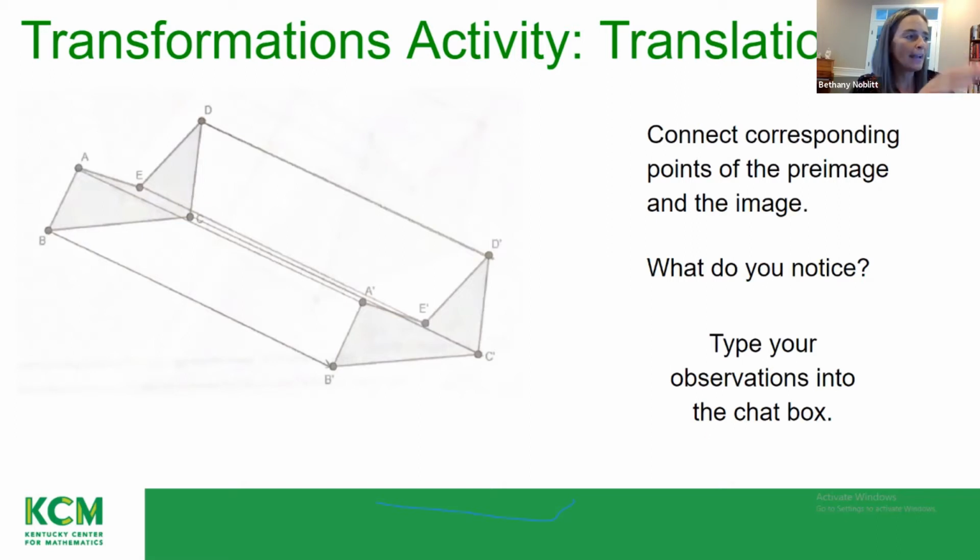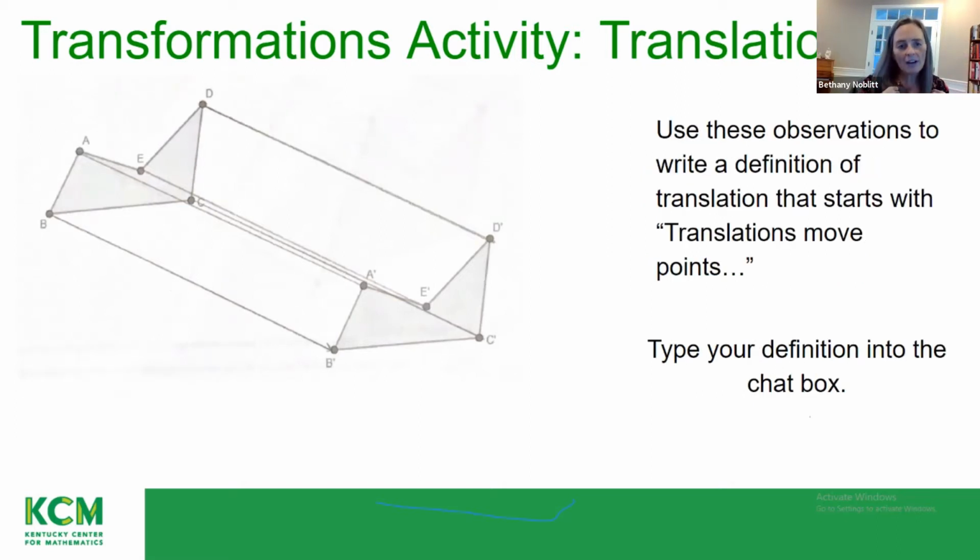So based on those observations, what you were asked to do earlier, and what my students were asked to do, was to use those observations to write a definition for a translation. I got them started by giving them 3 words, but it was really amazing how just those first 3 words served as a bridge between their observations and them actually writing a definition. So I prompted them to start their definition: translations move points. And then I had them finish that statement.